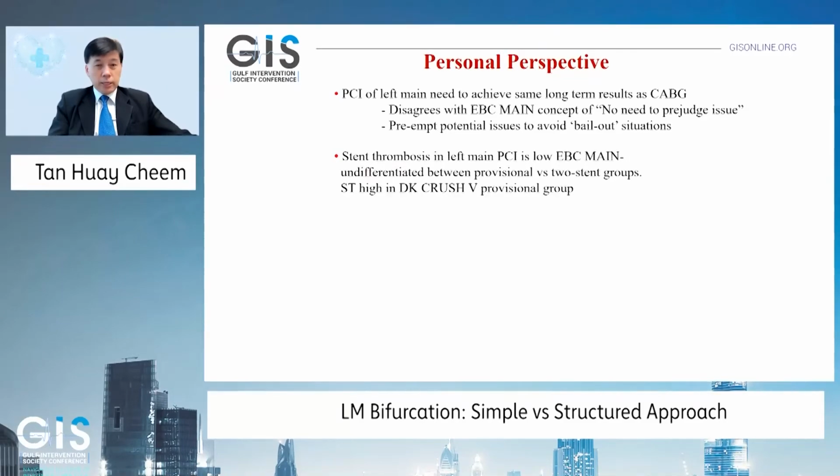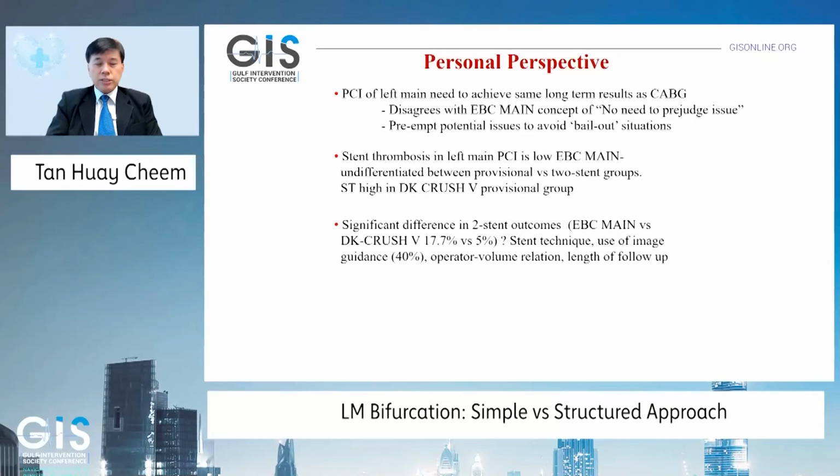Stent thrombosis in left main PCI is low in the EBC MAIN, undifferentiated between provisional versus two-stent group, and stent thrombosis is high in the DK crush 5 provisional group. There was a significant difference in the two-stent outcome, EBC MAIN versus DK crush, 17.57 versus 5%. Is this an issue of stent technique, or is it a problem with image guidance? But both groups had IVUS in only about 40% of patients. Is it a situation of operator volume relations or the length of follow-up?